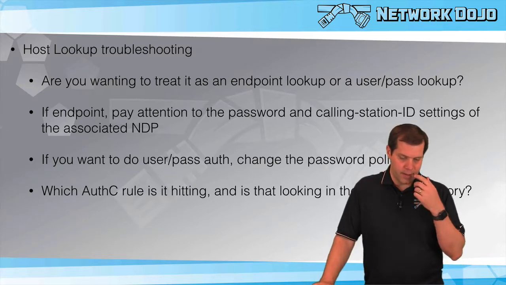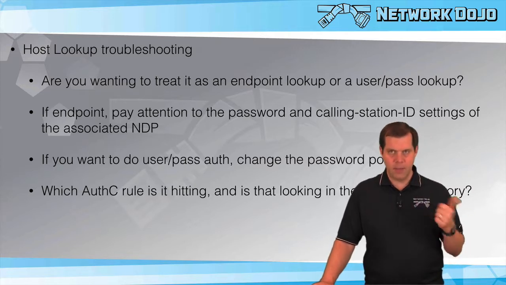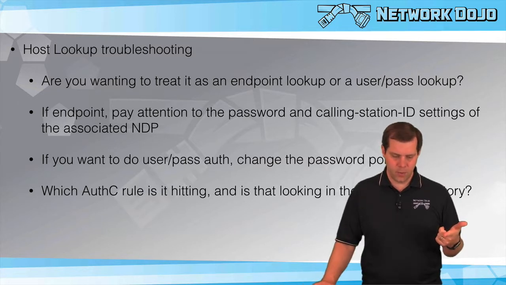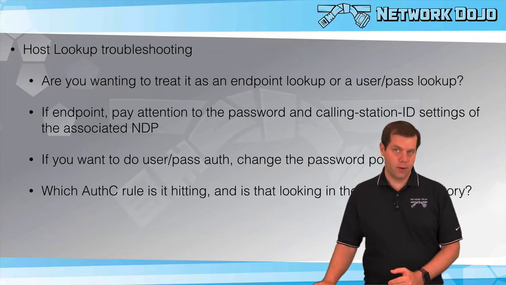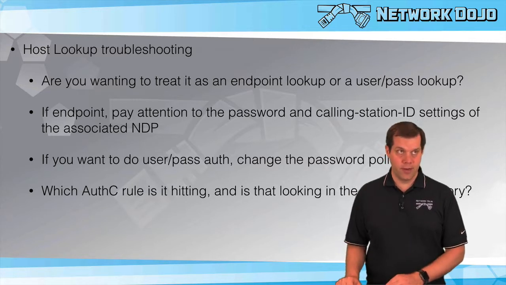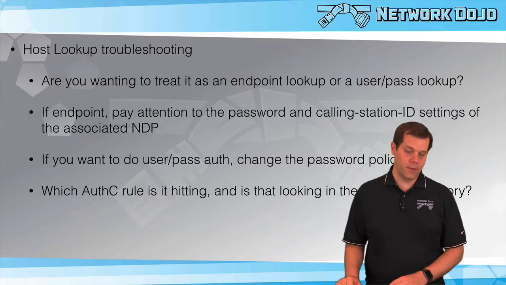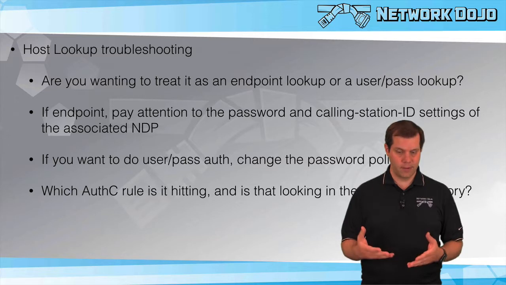So for instance, if auths hit the default rule, which things like AP authorizations do, those mesh authorizations hit those as well. By default, that uses the all users identity store sequence. So if you want to treat it as an endpoint lookup, make sure you add internal endpoints to the all user ID stores identity source sequence. That way it'll look for it there, and if it finds it there, success.